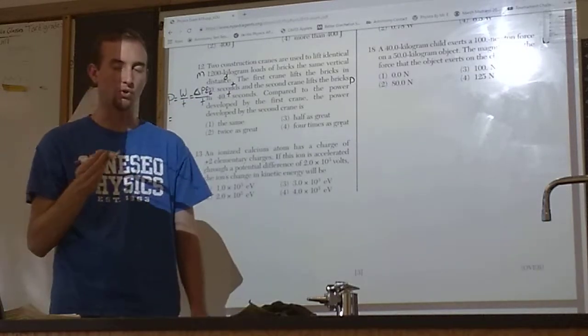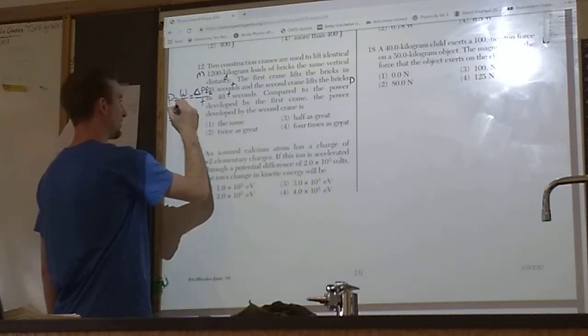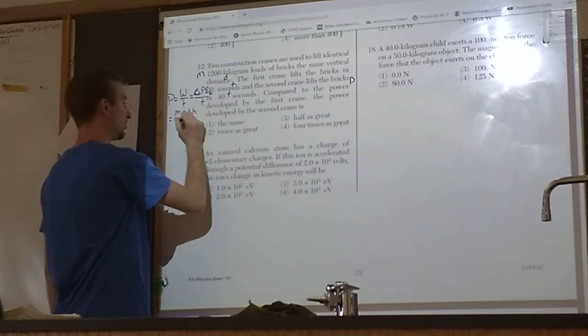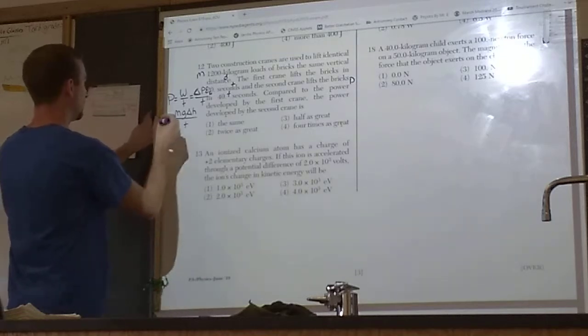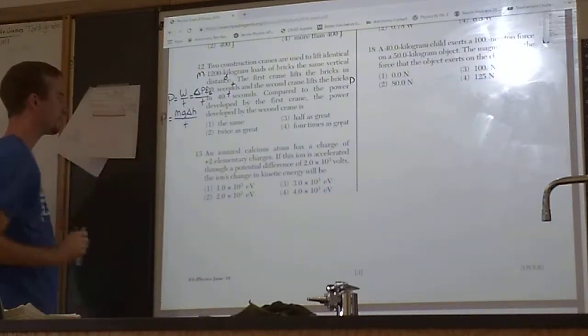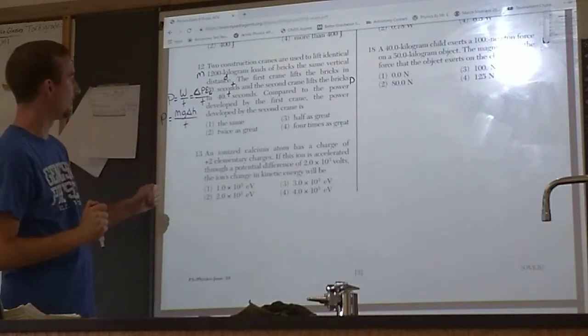Gravitational potential energy equation is mg, and then the thing that's changing is h, over time. That is equal to power. Just put my power. Okay. Now let's see here.